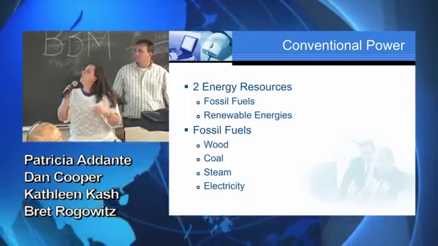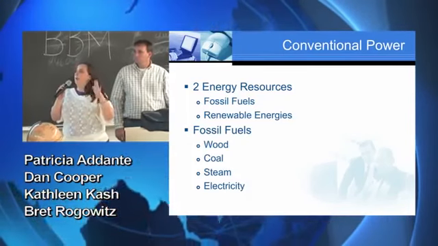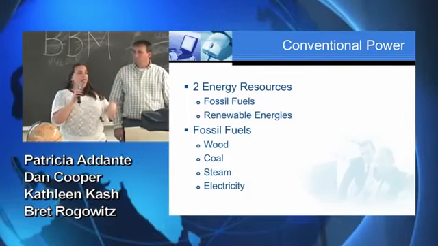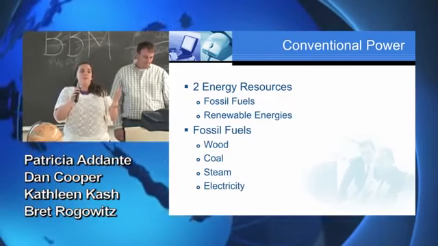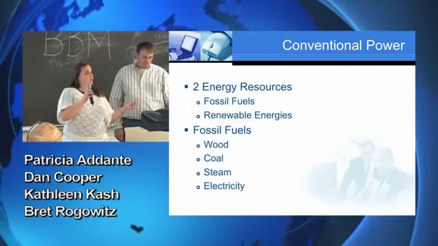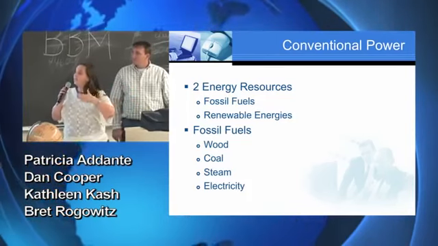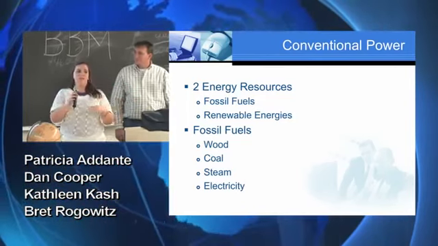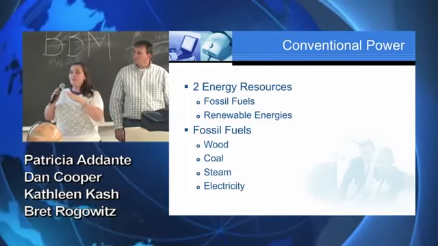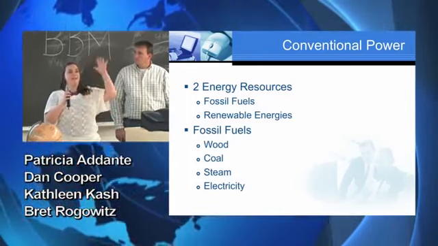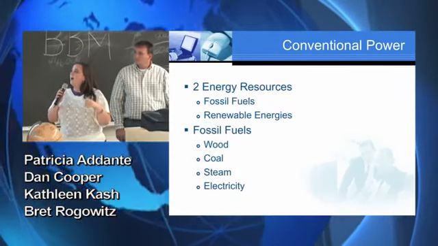Wood has been used from the very beginning with people. When they're using wood, they're using it for light, to cook food, and to make heat. Same with the coal. Coal is for light sources and to make heat. Steam is when you use liquid and you warm it up and it makes some vapors.